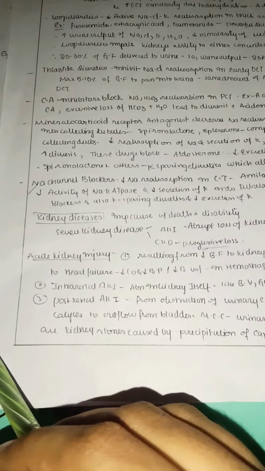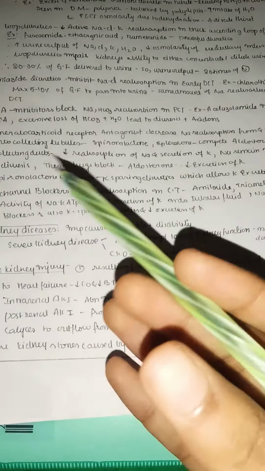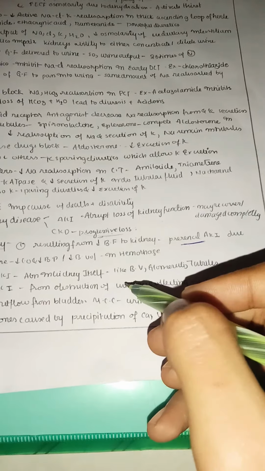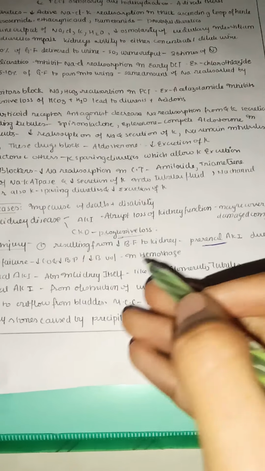Acute kidney injury mainly results from a decrease in blood flow to the kidney. Of course, if the blood flow drops, even the oxygen supplied to the kidney drops. This kind of drop in blood flow to the kidney is called prerenal. Prerenal means it is mainly acting on the blood vessels which are entering the kidney. That is the prerenal acute kidney injury.